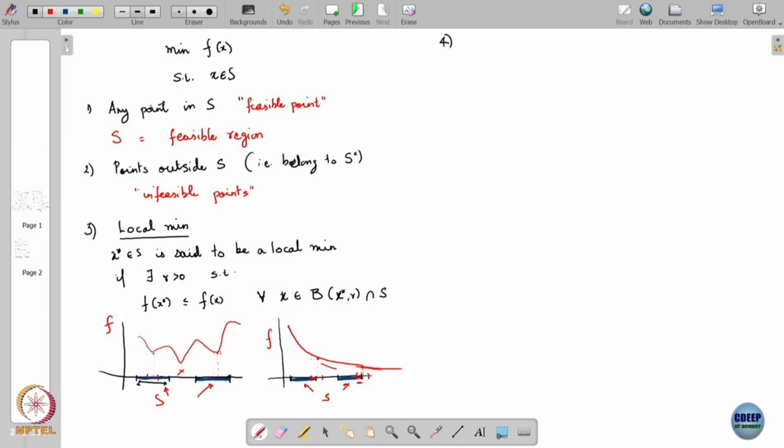The notion of solution that I mentioned earlier in the first class, a better name for it is what is called a global minimum. An x star in S is said to be a global minimum if f of x star is less than or equal to f of x for all x in S.